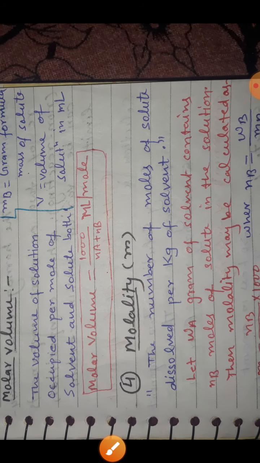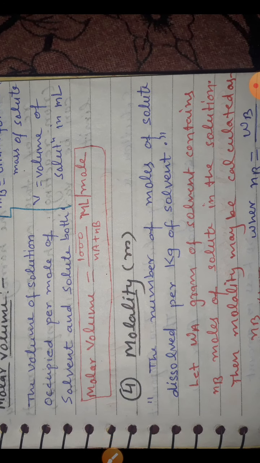And what is molar volume? Molar volume of solution is the volume of solution occupied per mole of solvent and solute both. So molar volume equals 1000 upon Na plus Nb ml per mole.